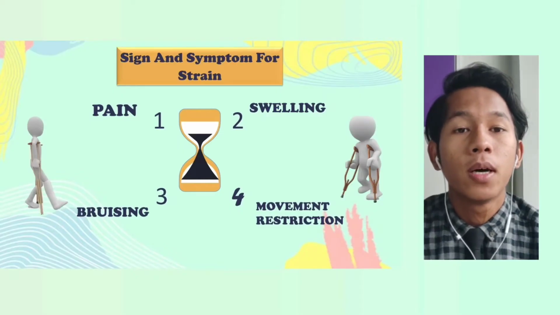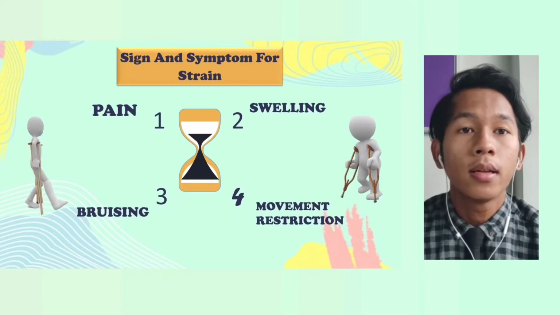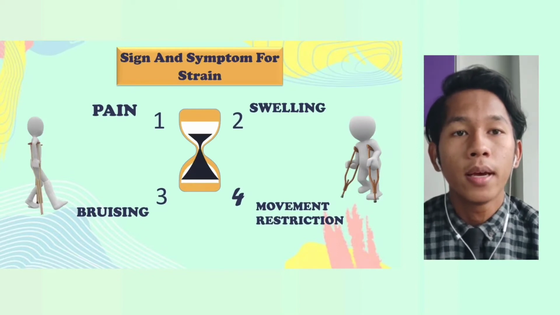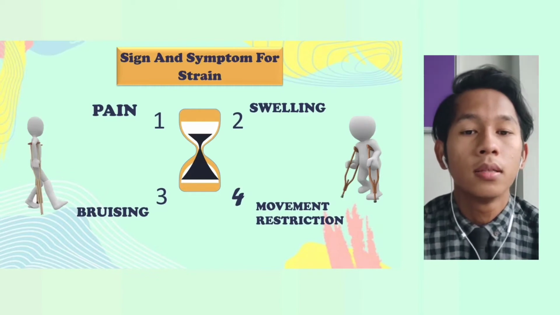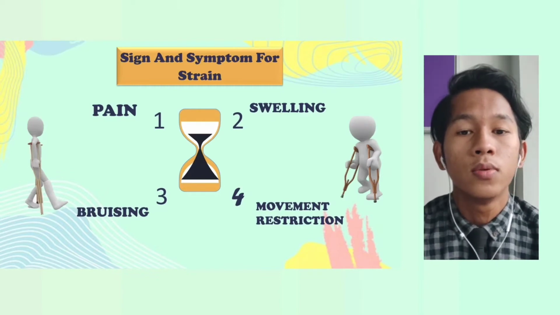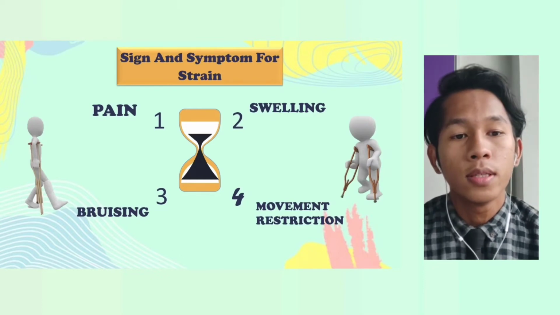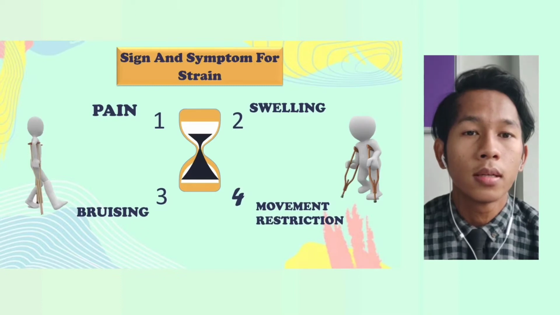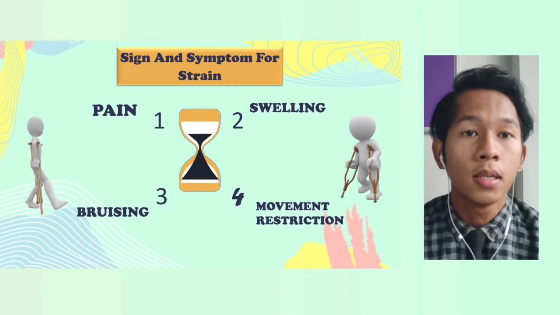Next, I will explain about sign and symptom for strain. For someone that has a strained muscle, they will feel pain at the part of the muscle. Second one is swelling. Third one is bruising. We can see the bruise at the part of the strain. And the fourth one is movement restriction, which makes someone with a strained muscle hard to move, and it will make the muscle weak.